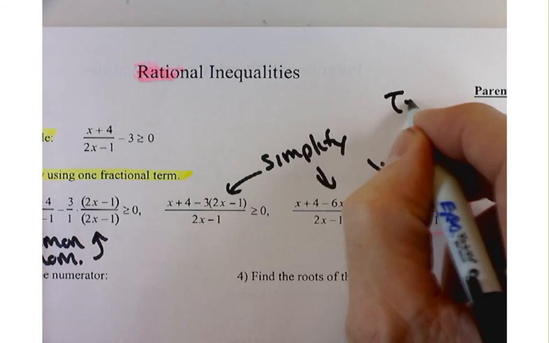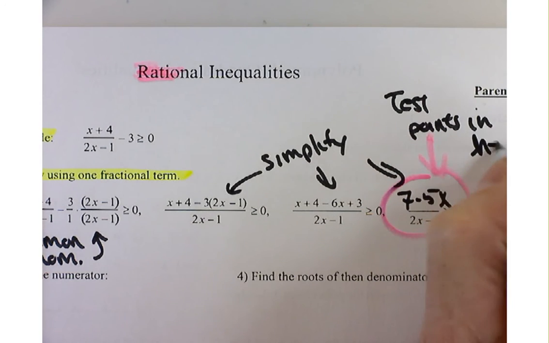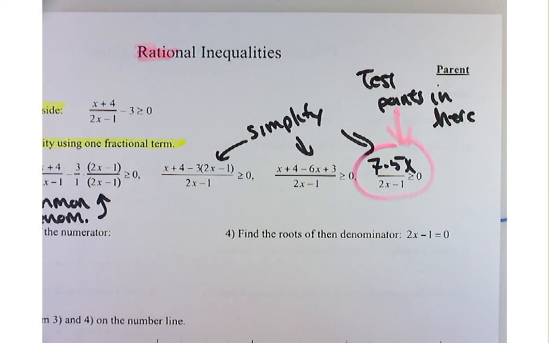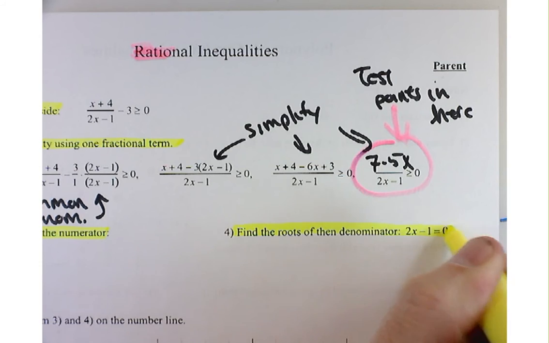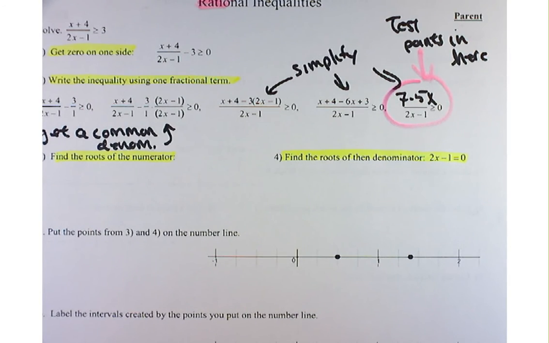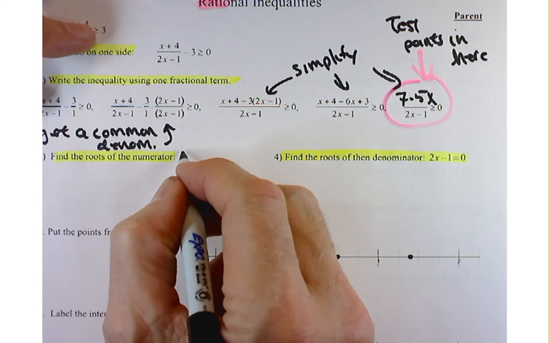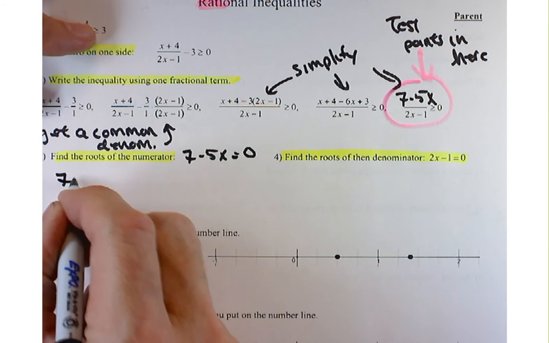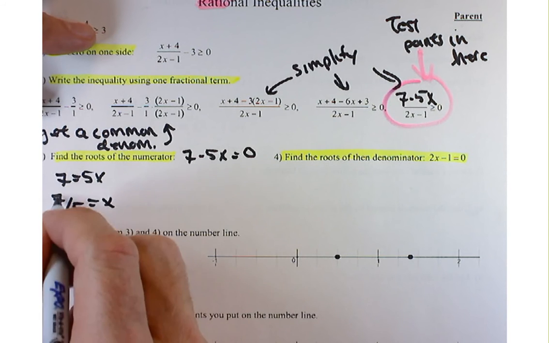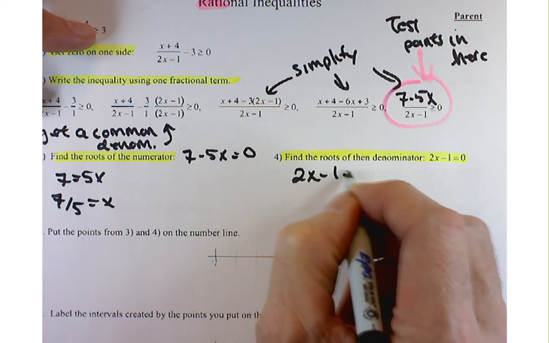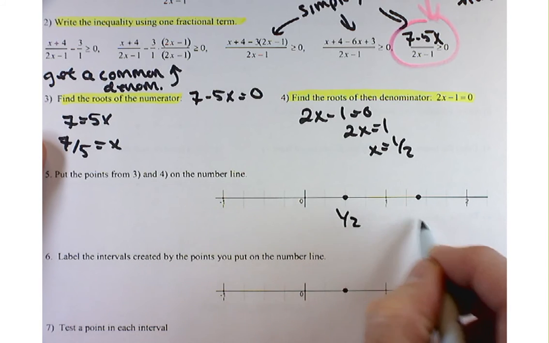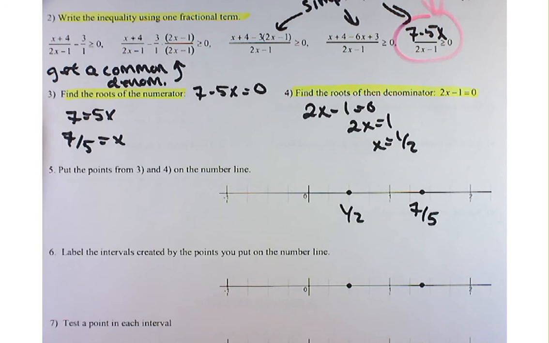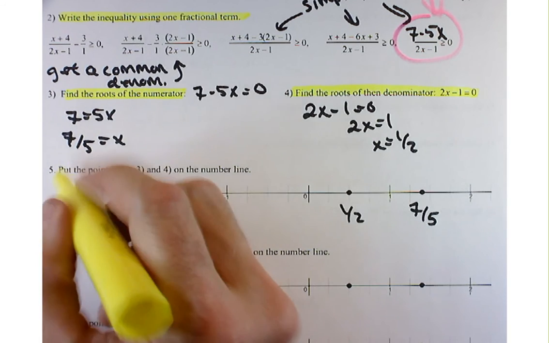So, test points in here. But before I get to that testing of points, I've got to know the intervals where I'm going to pick my points. Where are those? Well, you're going to need to find the roots of the numerator and the roots of the denominator. That's where you're going to be testing your points, in and around those numbers. So the numerator equals 0, that's where 7 minus 5x equals 0, or 7 equals 5x, or 7/5 equals x. So I get 2 points here. 1/2 and 7/5. So I'll put those on the number line. Okay, happy there?